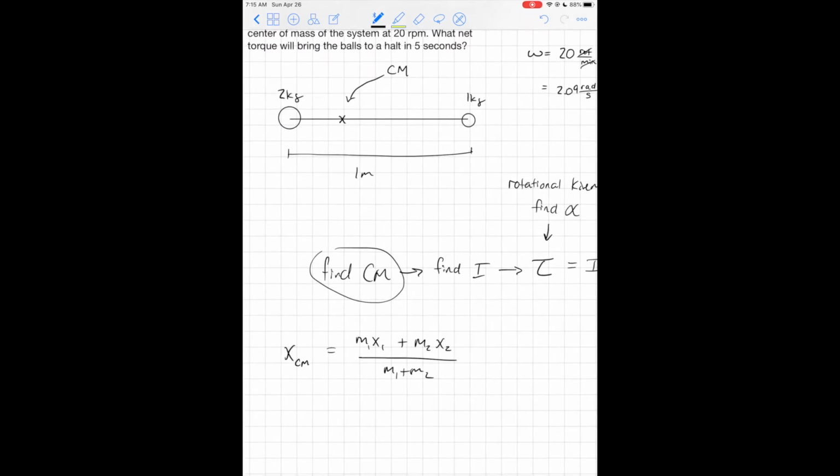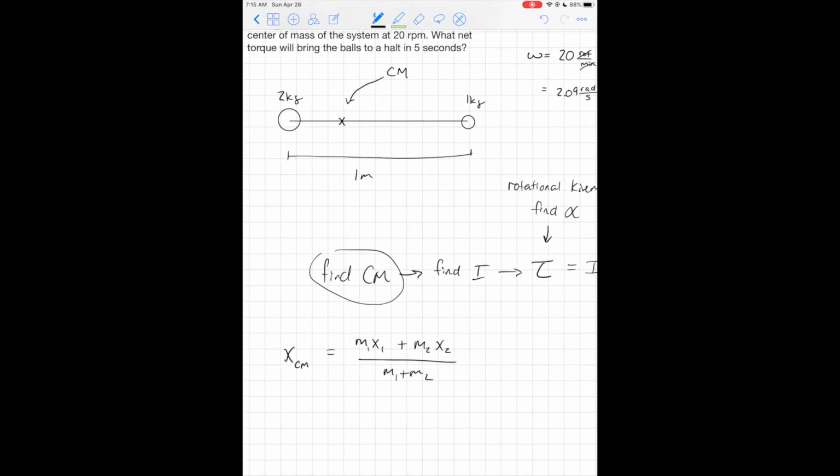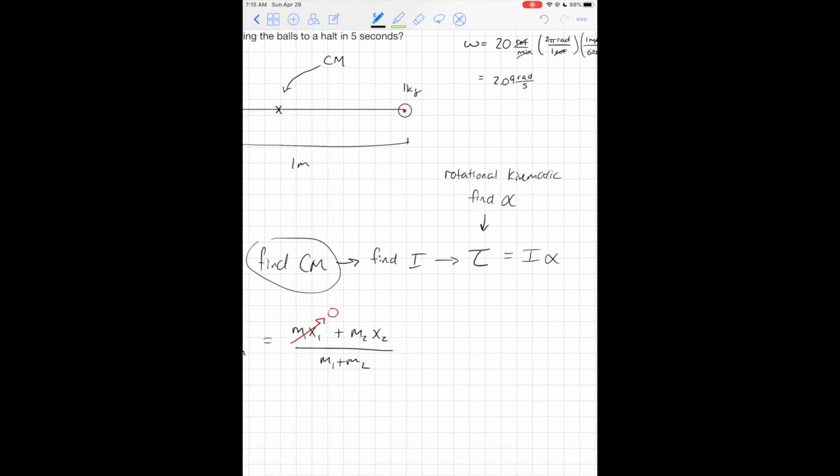And I can set an origin somewhere. I think it makes sense to set the origin either right here or right here, at one of the endpoints, because if the origin is at one of the endpoints, one of these terms goes away to 0. I think in my notes I'm going to set it at the 1 kilogram, so this one goes to 0. And if I start to plug it in, so I'm going to say that this is 0.